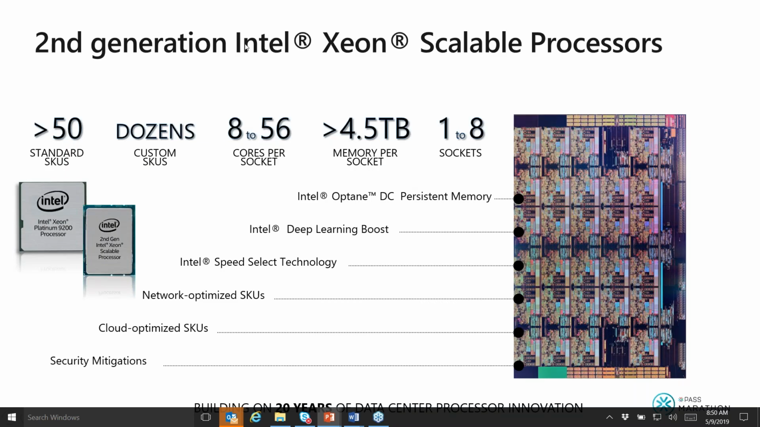So let's talk about the second generation Intel Xeon Scalable processor. Again, we've got over 50 standard SKUs available from all the major OEMs and local service providers who build servers worldwide. Dell, HPE, Lenovo, all of them offering second generation Xeon Scalable processors. We've got several custom SKUs that exist throughout the industry. But let's talk about the new innovative technologies that I'm really excited about.